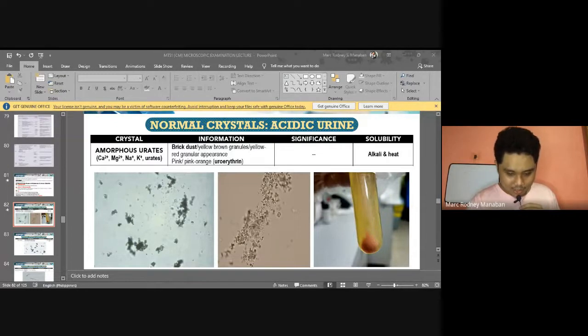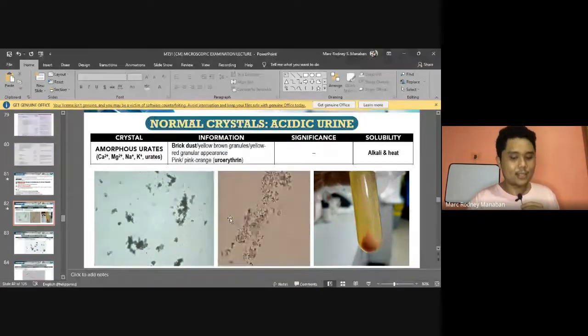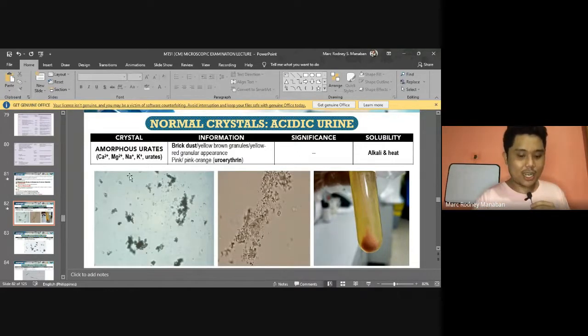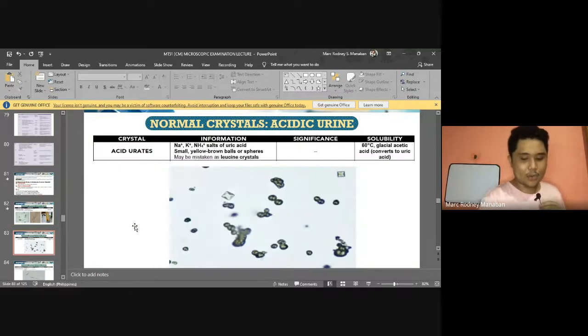Let me check the notes, maybe I made a mistake. Okay, correct. If pH is greater than 5.7, according to Bentzel, or in other references 5.5, then in your urine, uric acid will be in its ionized form, such as amorphous urates or acid urates. That is when pH is higher than 5.7 or 5.5.